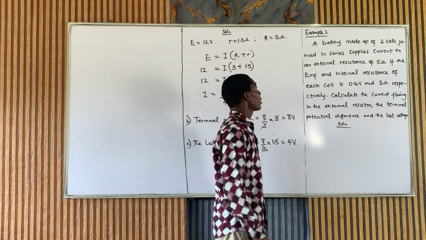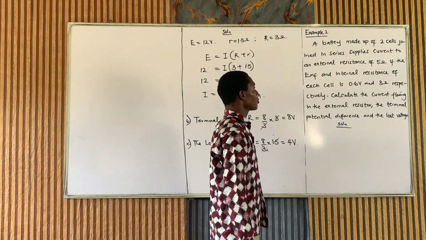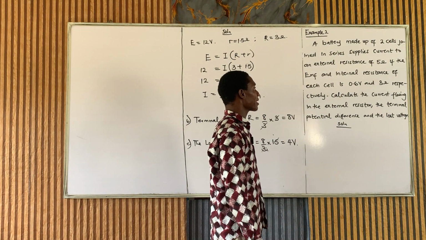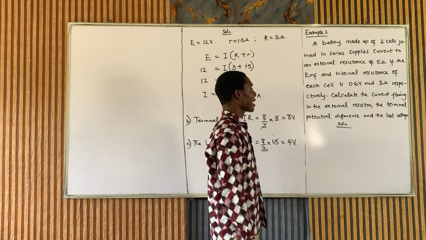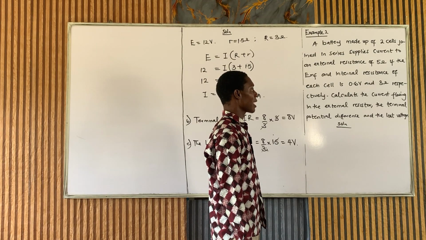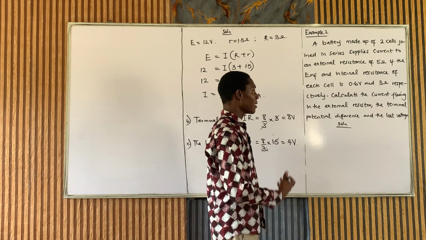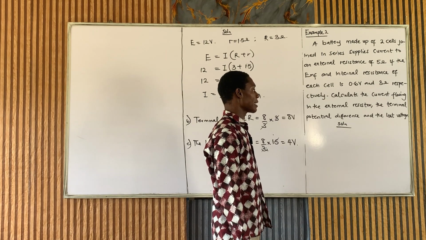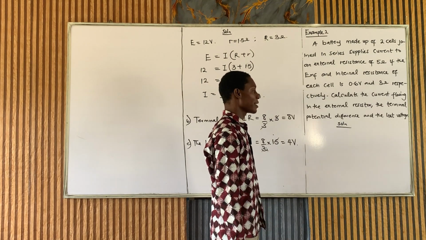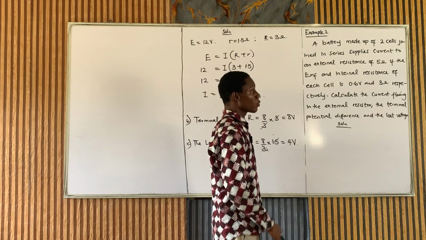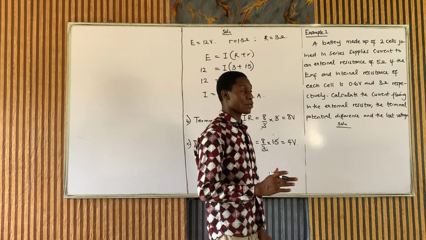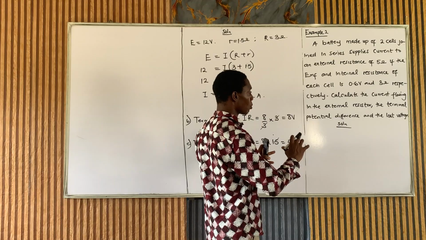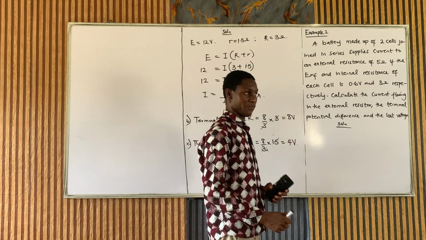Example 2. A battery made up of 2 cells joined in series supplies current to an external resistance of 5 ohm. If the EMF and internal resistance of each cell is 0.6 volt and 3 ohm respectively, calculate the current flowing in the external resistor, the terminal potential difference, and the lost voltage. To solve this question, actually, very simple, but I would like to draw out the circuit firstly.